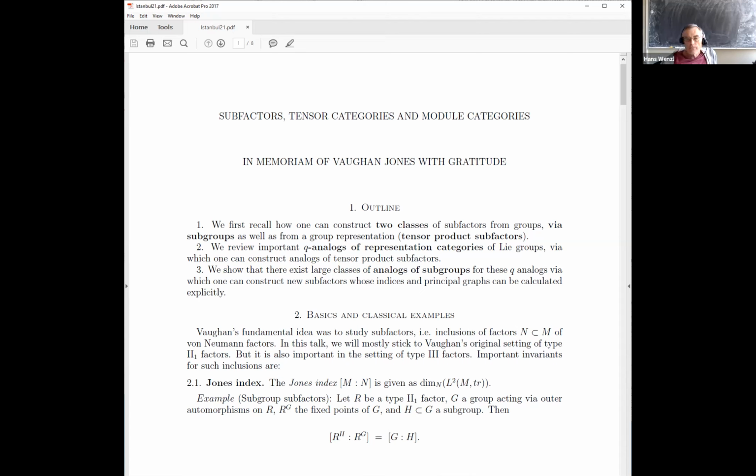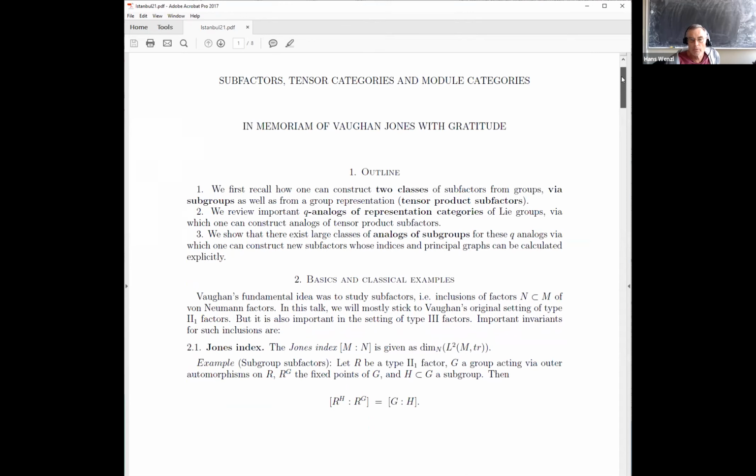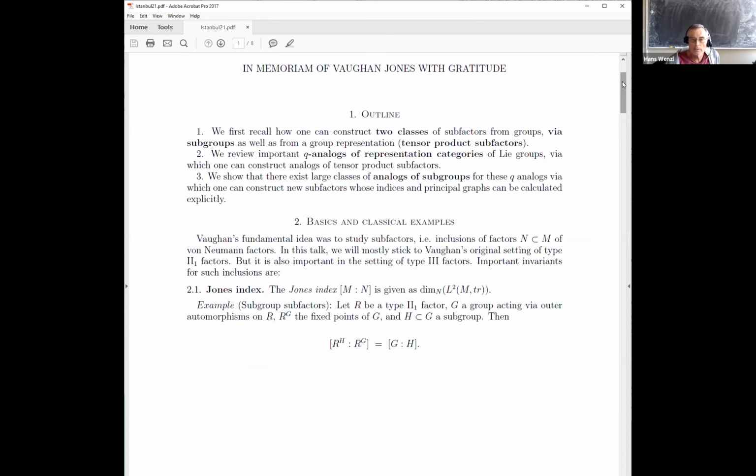So I'll start very slowly with some basic definitions. There will be some overlap with Sorin's talk, but some of it will be presented a little differently, because my focus is slightly different from Sorin's. But okay, let's get started.